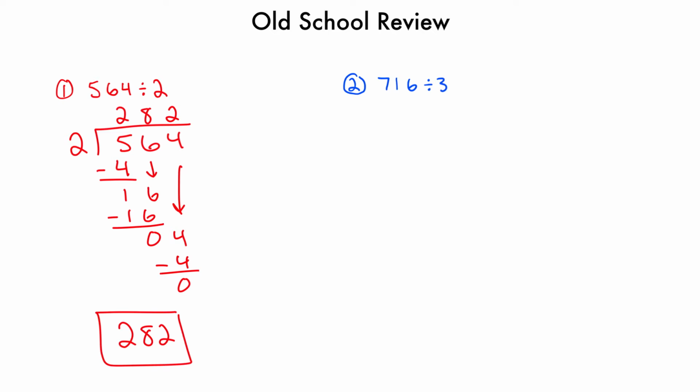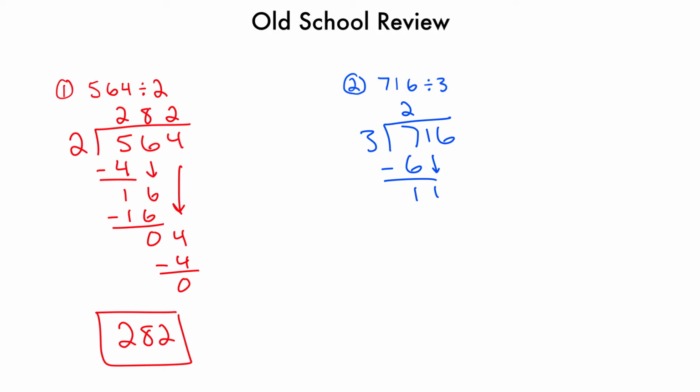Problem number 2 has a little bit of a twist. Nothing major for an honors class or an algebra 2 class. We're going to take the 716. We're going to divide it by 3. I asked myself, what do I need to multiply 3 by in order to turn it into a 7 without going over? The answer is 2, because 2 times 3 is 6. Subtract 6 from the 7. You're left with a 1. Bring down the next digit, which is a 1. And then we repeat the cycle.